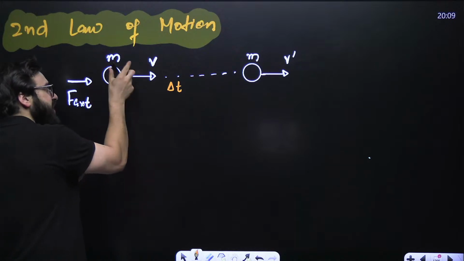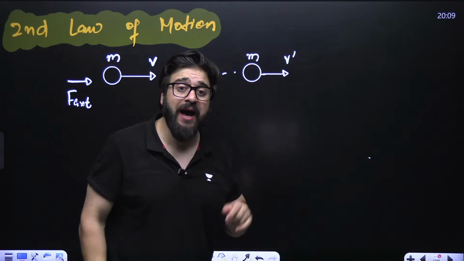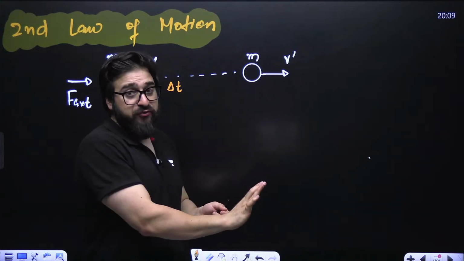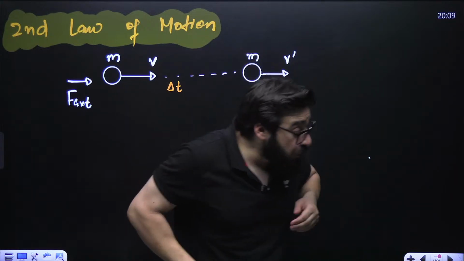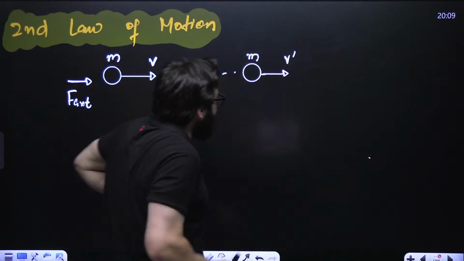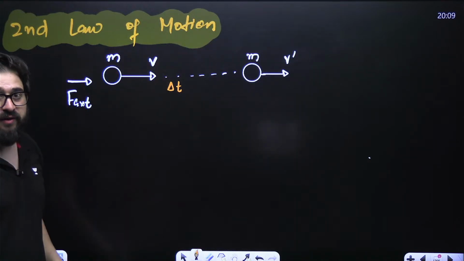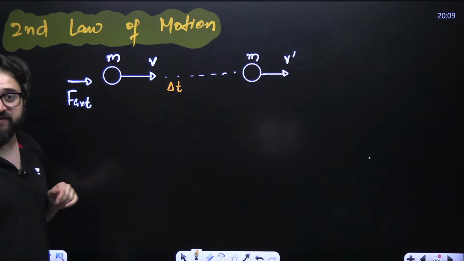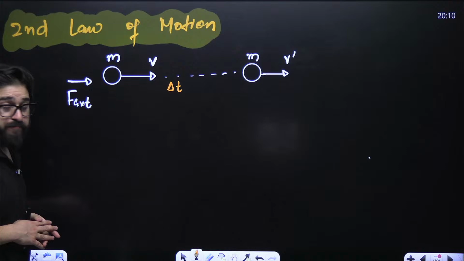This mass is moving with a velocity v. You applied the force on this mass. What will happen? Sir, on applying the force on this mass, its velocity will increase. It will move faster now. Now its velocity became v dash. What was the velocity initially? V. What is the velocity now? V dash. Why? Because of the external force.